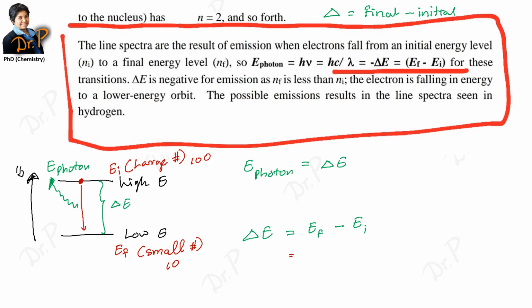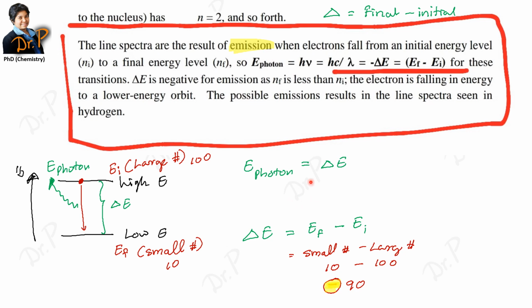So what happens if you subtract a large number from a small number? Our E final is a small number. Our E initial is a large number. Just like if you are doing 10 minus 100, this will give you minus 90. Now look at what sign we have. So for emission, the sign for delta E is always negative.